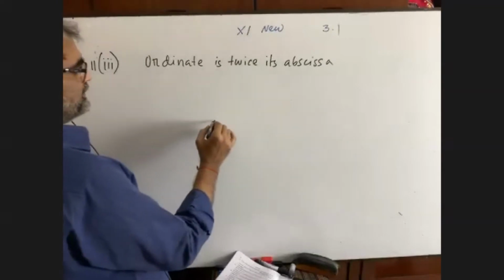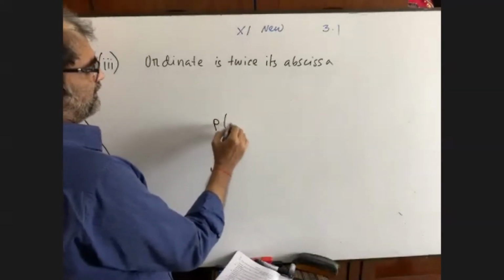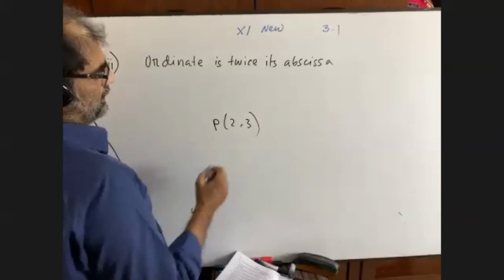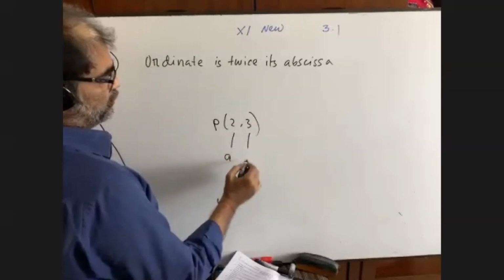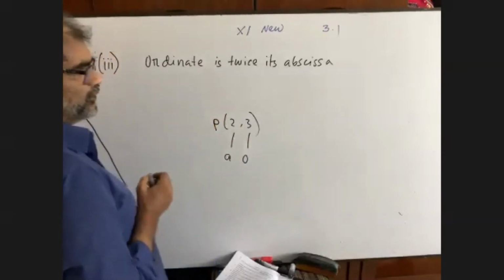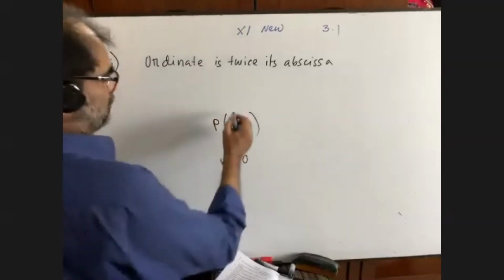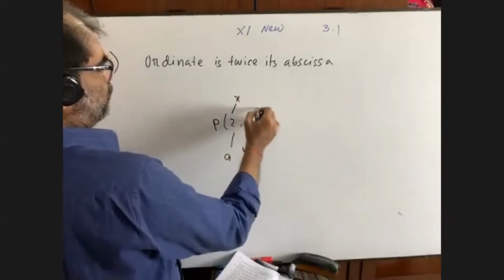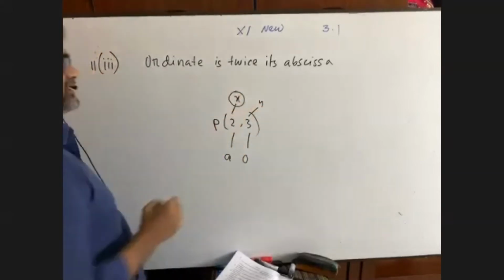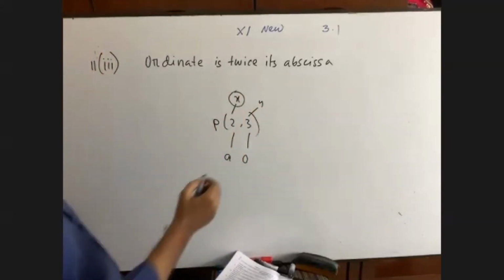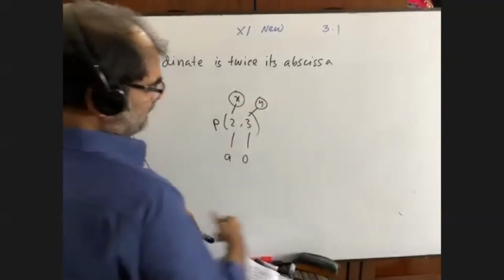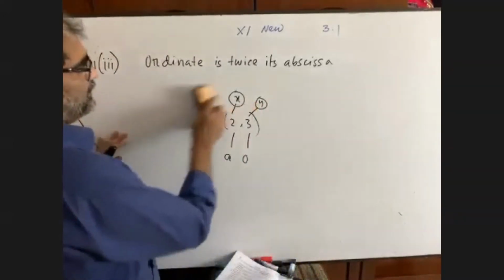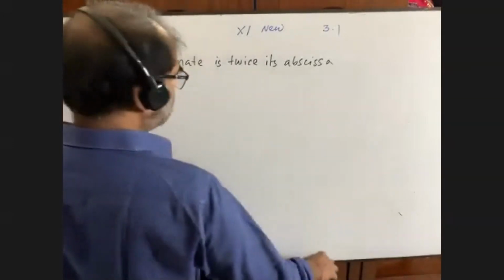Suppose a point P is given, 2, 3. So it is known as abscissa and it is known as ordinate. You know it or not? That is the position of x. It is x and it is y. So x is known as abscissa and y is known as ordinate. So what can the point be taken as? Can you please let me know?